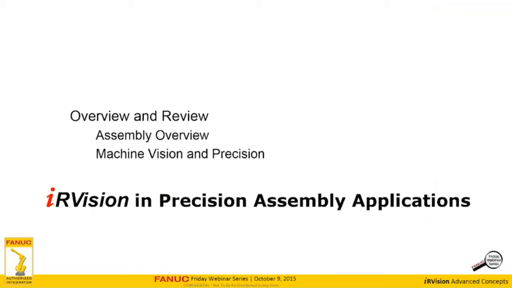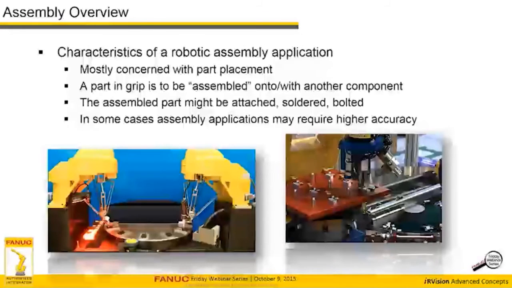So let's get started. I'm going to start out with an overview and a review. An overview of assembly and a kind of a review of machine vision and what precision is. Let's start by talking about assembly. What are the characteristics of a robotic assembly application?